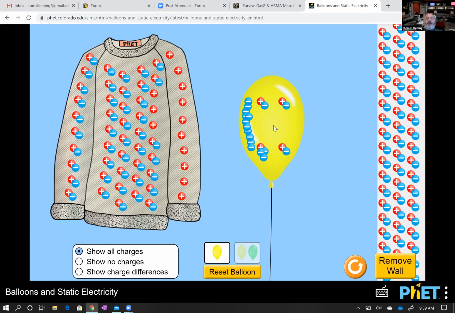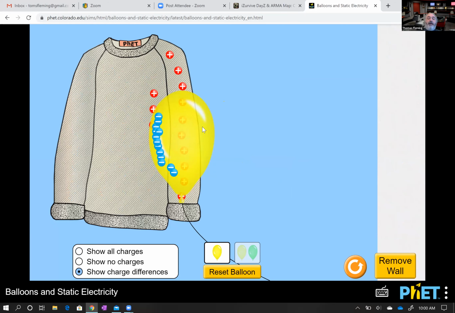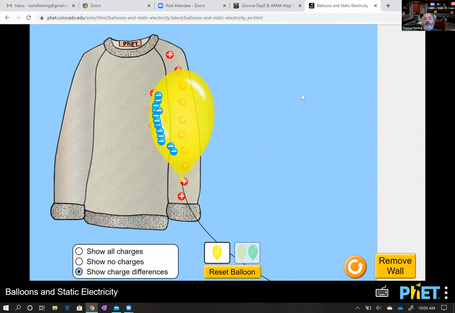And so what's going to happen is now the sweater, which used to be electrically neutral, now has more positive charge than negative charge. So it has acquired a certain amount of positive charge. And the balloon, which also used to be electrically neutral, has ended up acquiring a certain amount of extra negative charge. So if I look at just the charge differences, what I can see is that the sweater has acquired positive charge, the balloon has acquired negative charge, and as a consequence, those two things are attracted to each other, right?